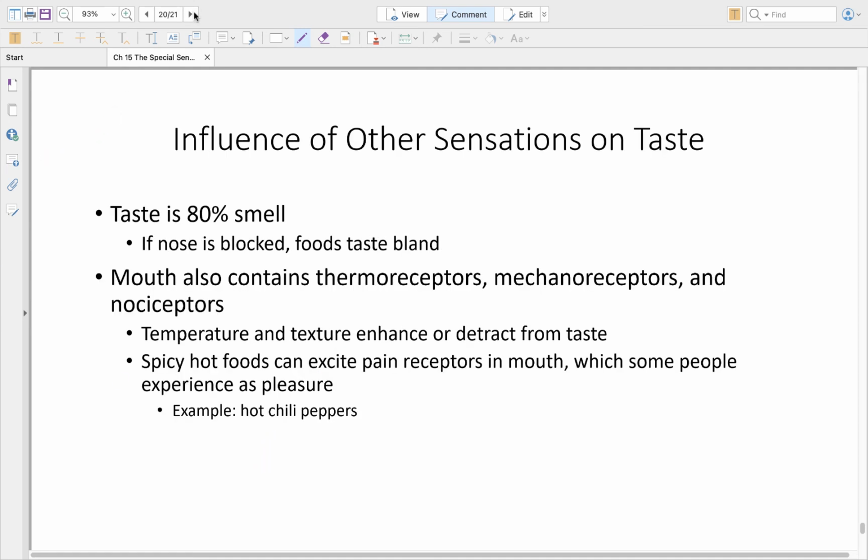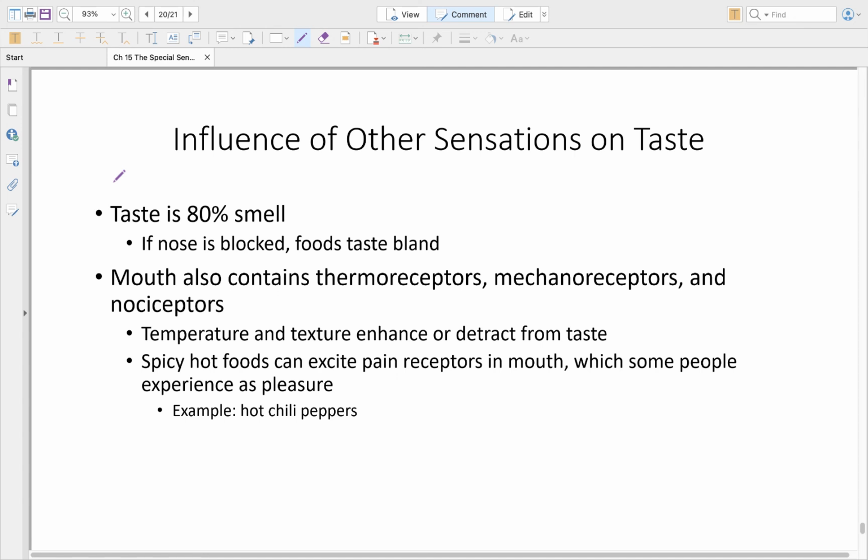Huge role. Now, taste has a direct correlation with the sense of smell. 80% of what you taste is the smell of the food. So if the nose is blocked, your food will be bland, right? Everyone has definitely gotten a cold and been stuffy and not been able to taste their food, and it's mostly because 80% of that is from your sense of smell. Therefore, the sense of smell and the sense of taste are directly connected.